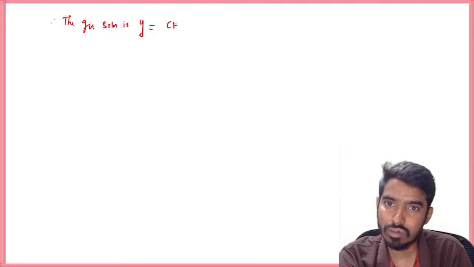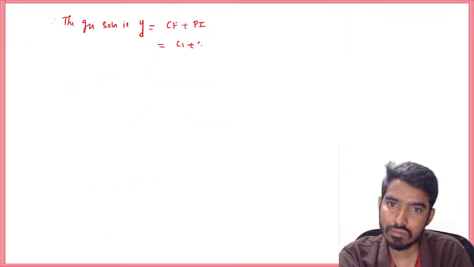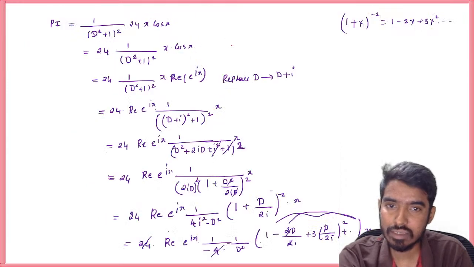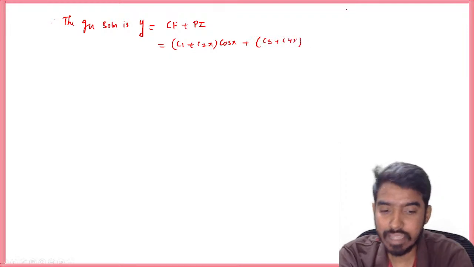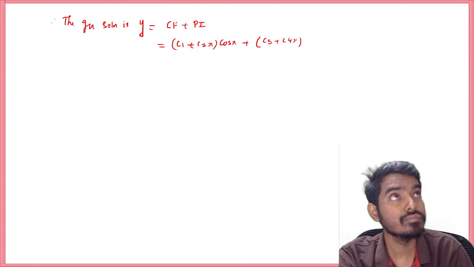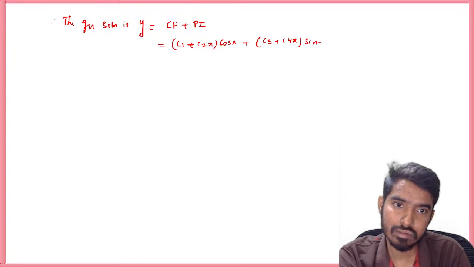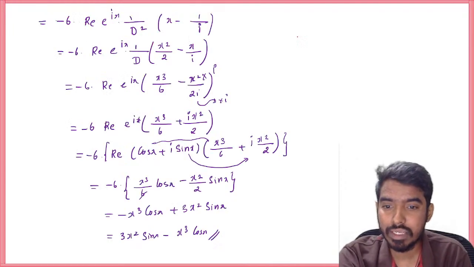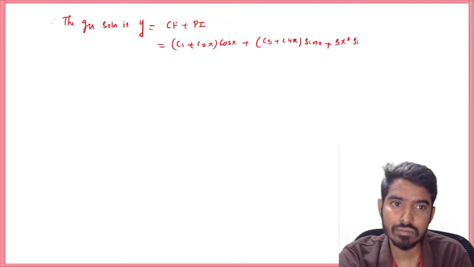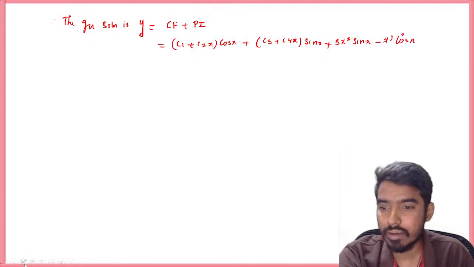y is equal to CF plus PI. So CF is (c1 plus c2x) cos x plus (c3 plus c4x) sin x, plus PI. So PI is 3x square sin x minus x cube cos x, right? This is your solution now.